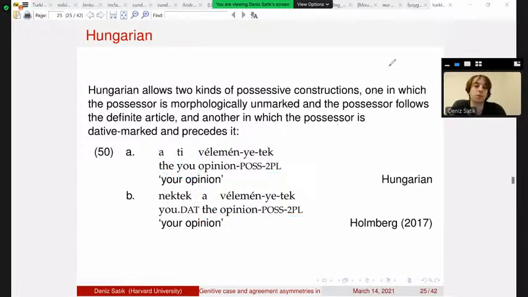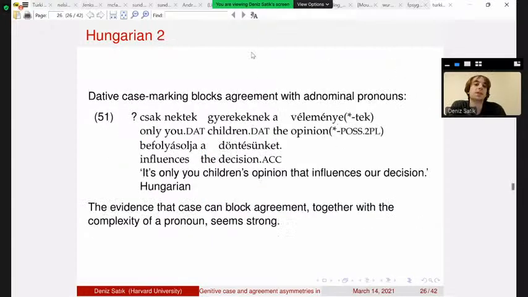So moving on. What happens is that dative case marking blocks agreement with adnominal pronouns. These adnominal pronouns are the things that are complex. So it's only you children's opinion that influences our decision. You children here has dative case marking, and it's complex as an adnominal pronoun construction. What happens here is that you can no longer have the possessive suffix. You can only have default agreement. That's very similar to Turkish, but instead of genitive case as in Turkish, it's with dative case.